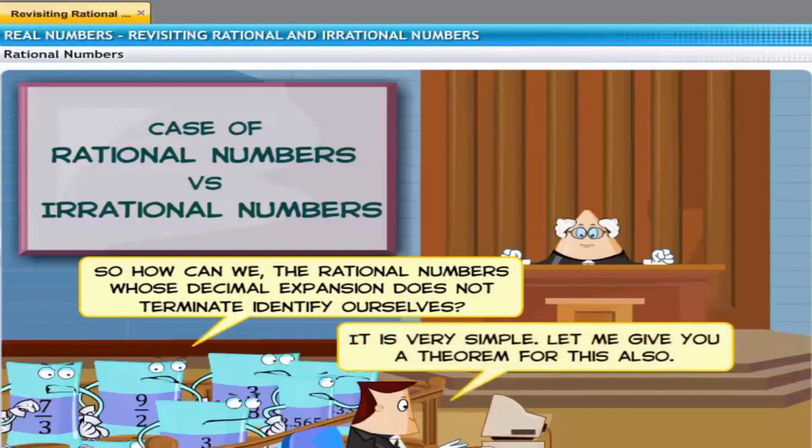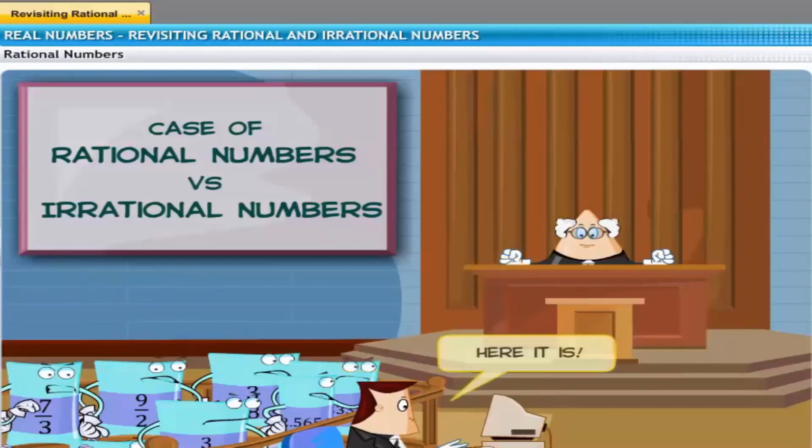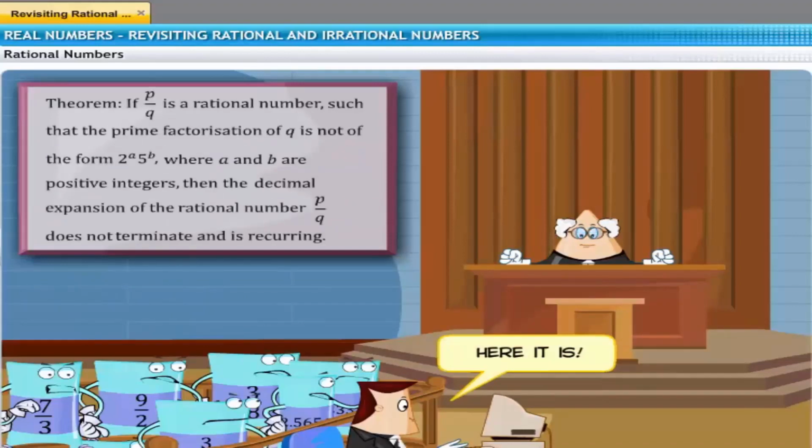Mr. Public Prosecutor seems to have a theorem for this also. Mr. Public Prosecutor has introduced another theorem that says that if P upon Q is a rational number such that the prime factorization of Q is not of the form 2 raised to the power of A into 5 raised to the power of B, where A and B are positive integers, then the decimal expansion of the rational number P upon Q does not terminate and is recurring.